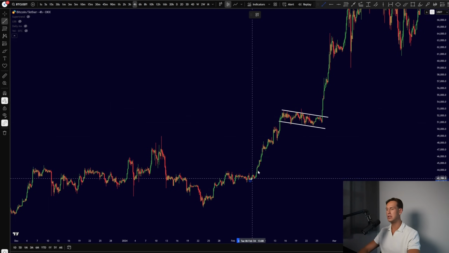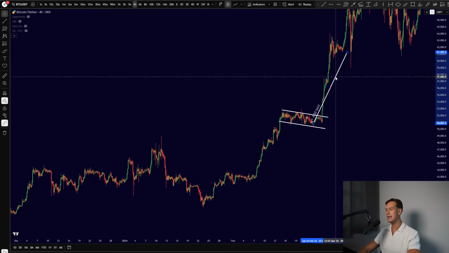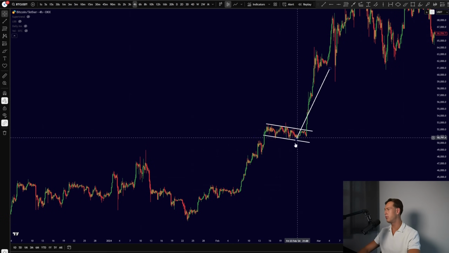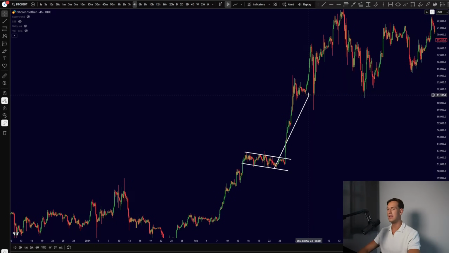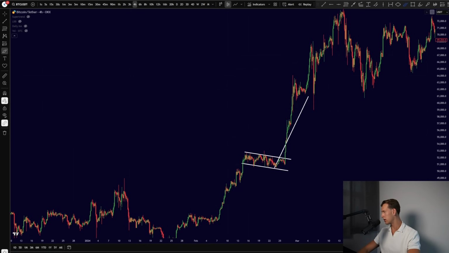Now, once again, measuring the breakout target of this bull flag, just grab the flagpole and then place it at the lowest point of the bull flag pattern, and there you go, you have your target sitting at the 61k level, which once again Bitcoin has reached this target very quickly.